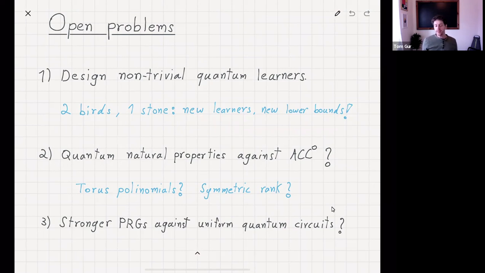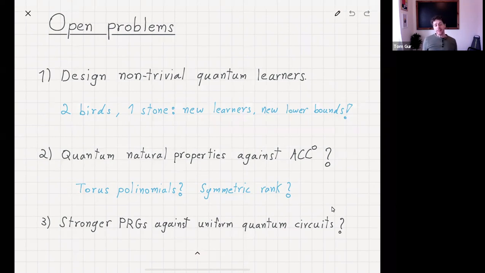Another thing is to ask, can we have quantum natural properties against other classes, and can we get into specific classes such as ACC0? This would have really interesting implications, both for natural properties as an independent study, as well as for interesting circuit lower bounds. And there are some concrete directions that one can mention, which I might discuss a bit later.